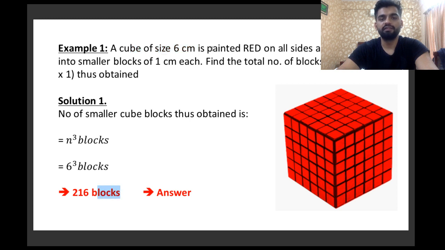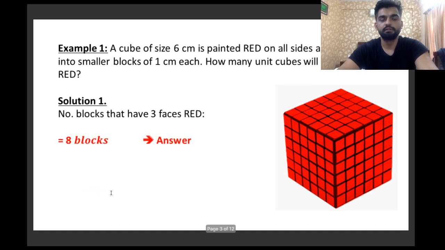So a cube of size 6 centimeter is painted red on all sides and then cut into smaller blocks of 1 centimeter each. Find the number of blocks of size 1 into 1 into 1 thus obtained. Simple. Number of smaller cube blocks thus obtained will be n cube. This is what you have to do. 6 centimeter का आपके पास बड़ा वाला क्यूब है, उसको छोटे छोटे स्लाइसेस में आपने बांटना है of blocks of size 1 centimeter each. You have to find out the total number of blocks, which will be n cube, which will be 6 cube, that is 216 blocks. This clear?